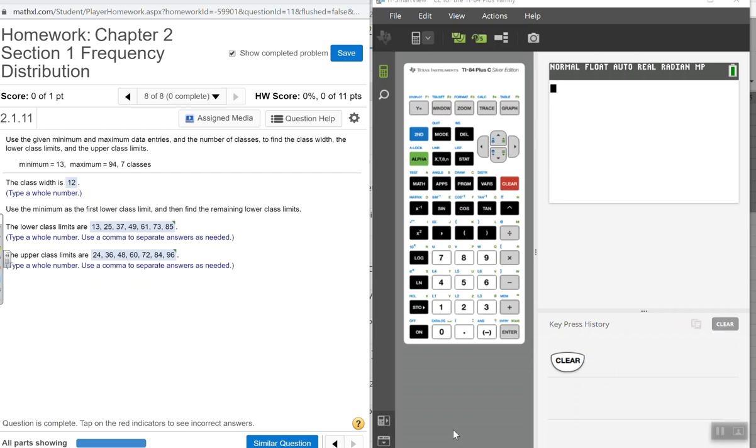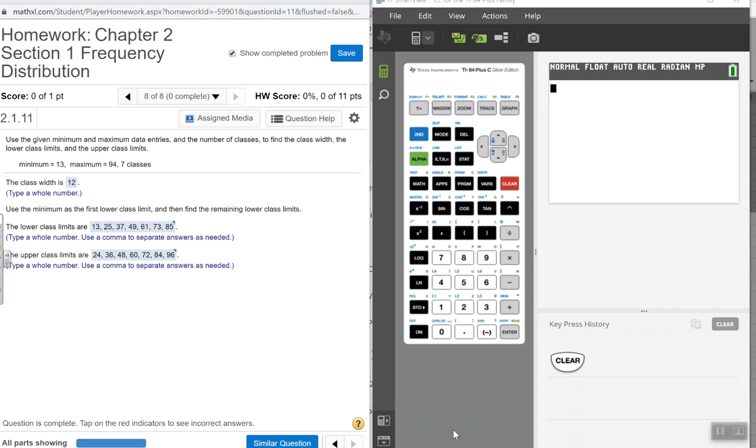This is a problem out of Chapter 2, Section 1. The problem says, use the given minimum and maximum data entries and the number of classes to find the class width, the lower class limits, and the upper class limits. So we have the lowest value in this data set and the largest value in this data set, but we don't know all the individual values, but that's okay. We are just asked to find the width and then the lower and upper limits.